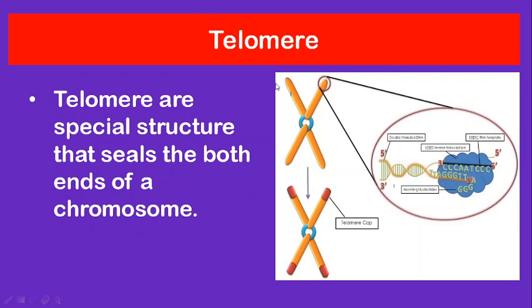Now, the telomeres. These telomeres are special structures that seal both ends of the chromosome. You can find the ends of the chromosomes all sealed by a telomere cap. This is achieved by a telomeric DNA repeat sequence. These telomeres are specialized structures which have repeated G-rich sequences.